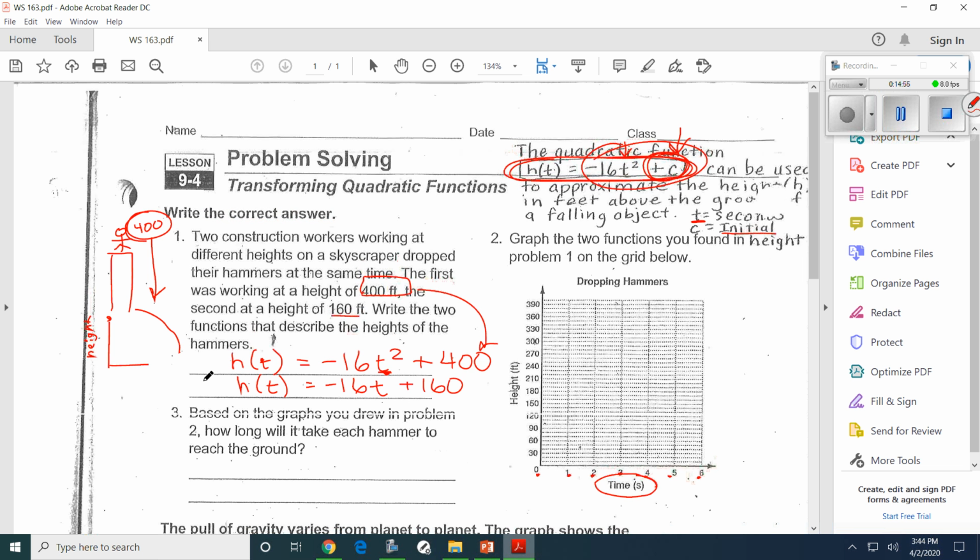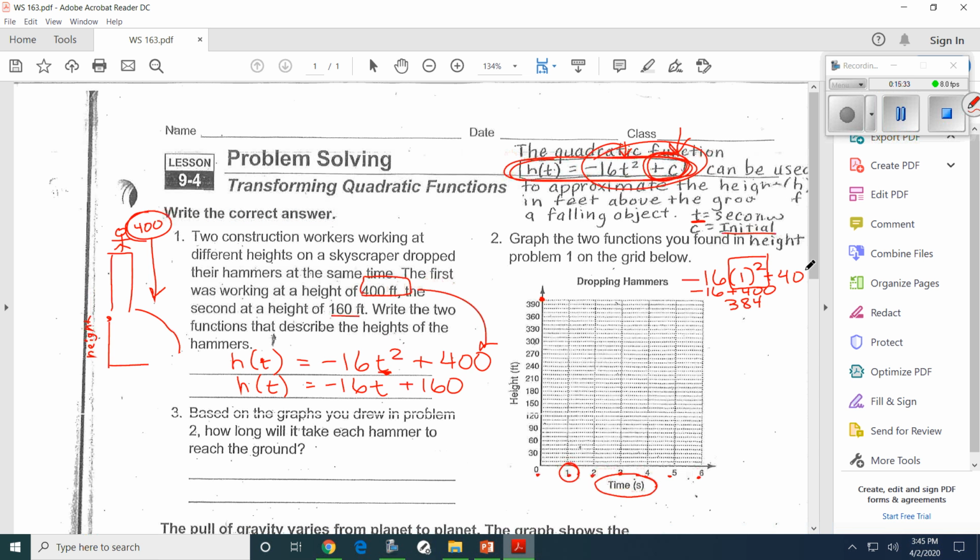For example, the first one is, let's see. We know at 0 seconds when he dropped it, he was at 400 feet. So we're going to put a point up here, approximately 400. What happened after 1 second? Well, the equation was negative 16t squared plus 400. Let's plug in 1 second because that's the next thing that we have on our graph. We always do the exponent first. 1 squared is 1, so we have negative 16 plus 400. So basically you have 400 minus 16, which would be 384. So after 1 second, it was at 384 feet.